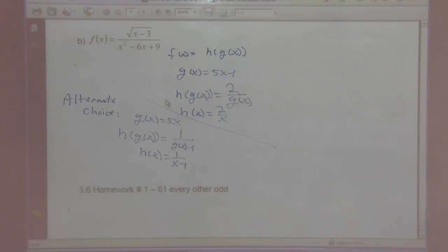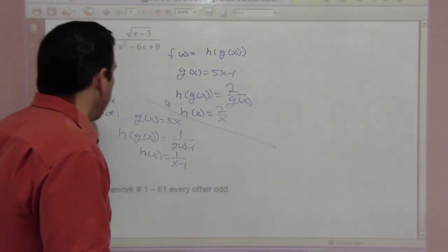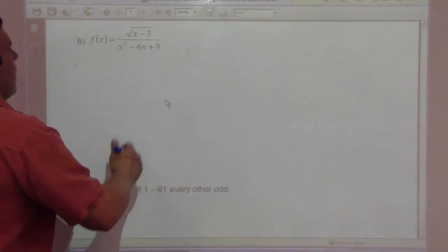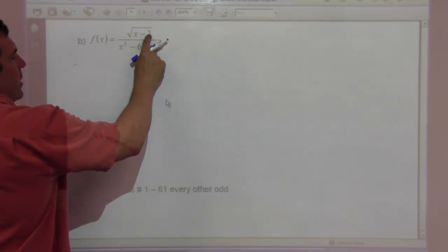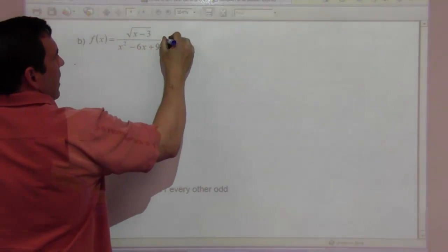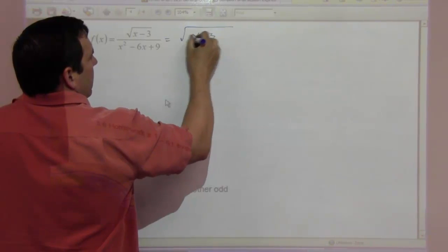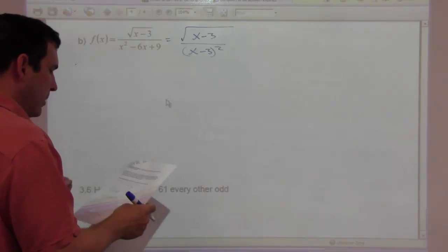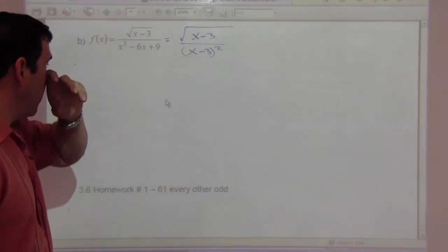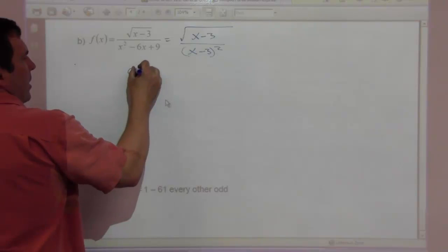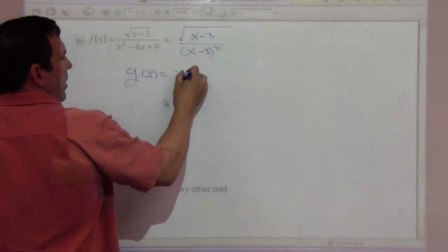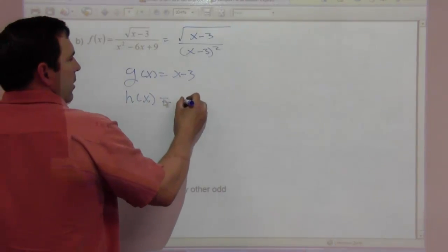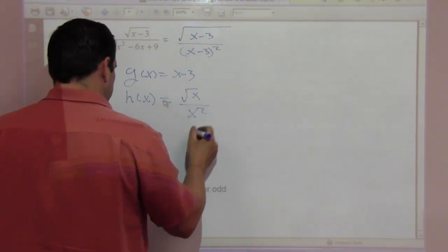Okay, for the last one from this section. F of x equals the square root of x minus 3 over x squared minus 6x plus 9. That's the square root of x minus 3 over x minus 3 squared. Now I'm tempted to simplify this, but I'm going to probably leave it like that. It might be best just to say g of x equals x minus 3. It's repeated. So your h of x is going to be the square root of x over x squared.